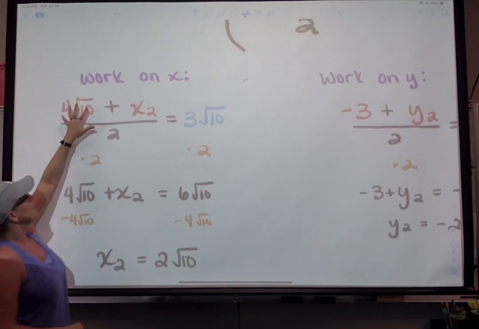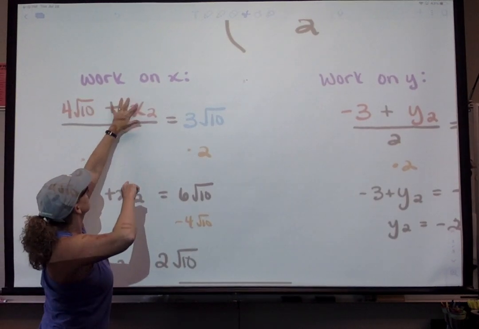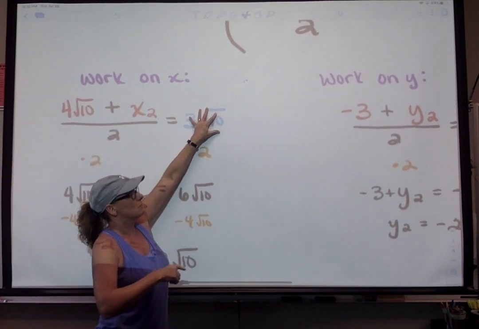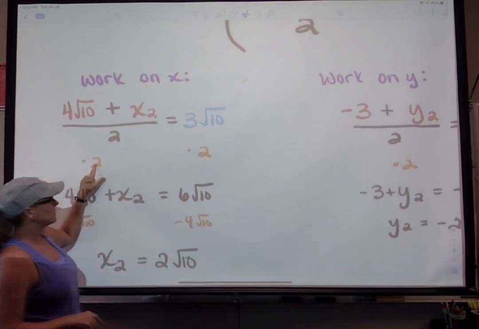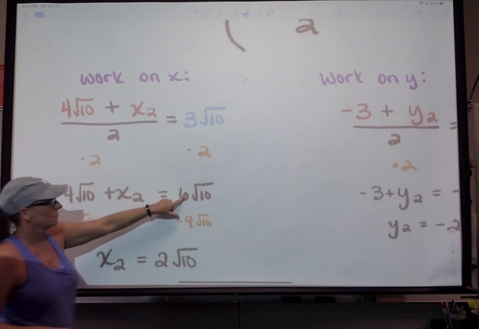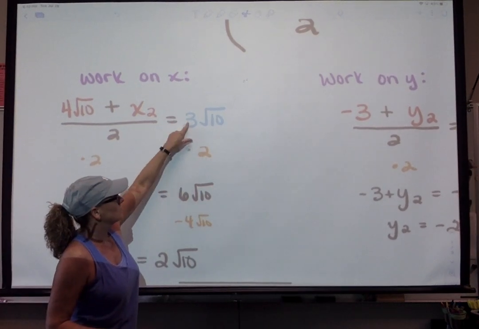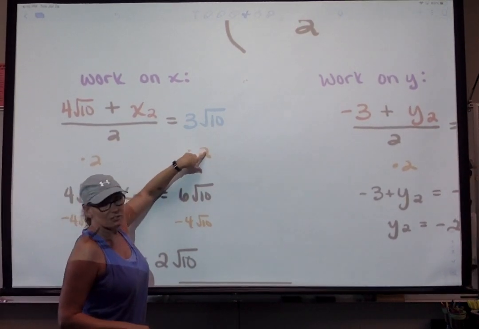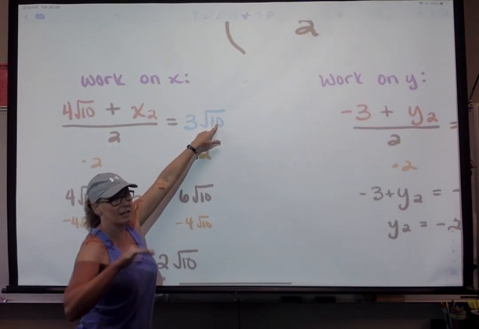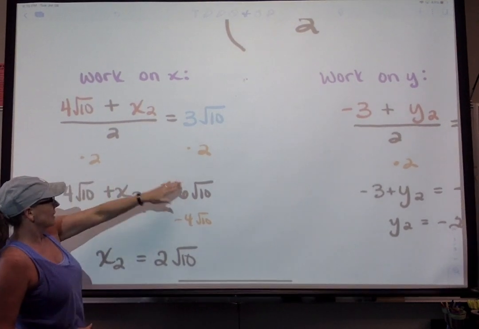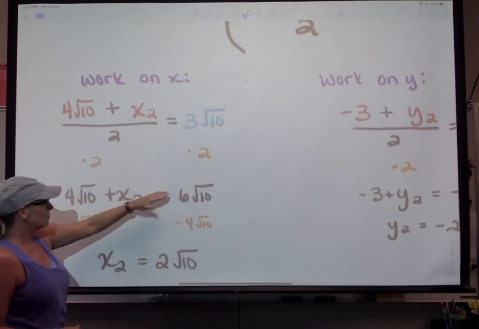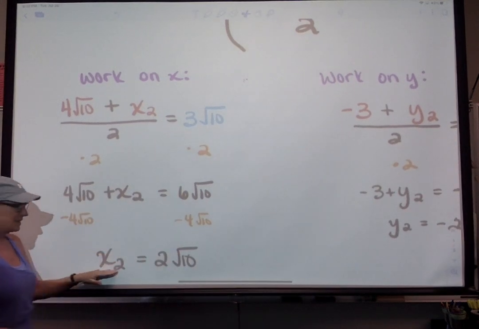I take the formula that I wrote, that plus that divided by 2, and the answer that I'm supposed to get. I multiply both sides by 2. Outside, outside, those can multiply. Outside, inside, those can't multiply. So I get 6 radical 10. I subtract 4 radical 10 from both sides. That's my x2.